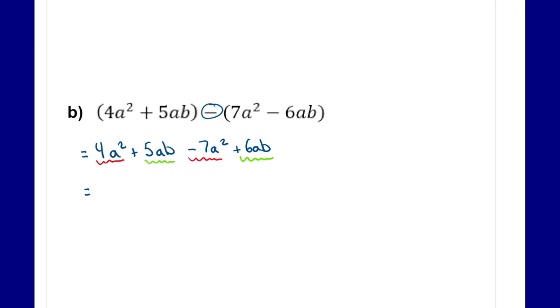So 4 and minus 7 is negative 3, and then a squared. Remember, we're only changing the coefficient or the value, not the variable. And then 5 plus 6, I have 11ab. You can think of the different variables as items or foods, and that could help you determine how we collect them. Because if we say a squared, instead of a squared, we'd say coffees. 4 coffees minus 7 coffees, I have negative 3 coffees. So you could look at the variable as like a food item.